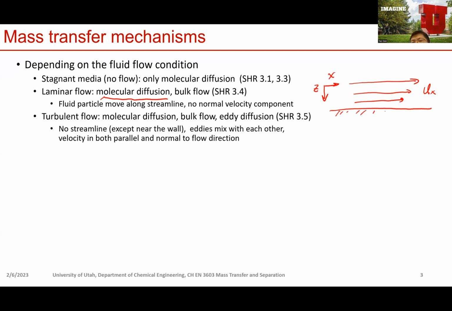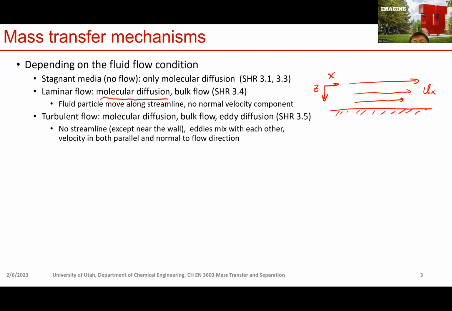This is the wall. Then obviously there's no bulk flow. So in this case, the only possible mass transfer mechanism is molecular diffusion if there's a concentration gradient in the z direction, right? If there's no concentration gradient in the z direction, then you don't even have molecular diffusion.